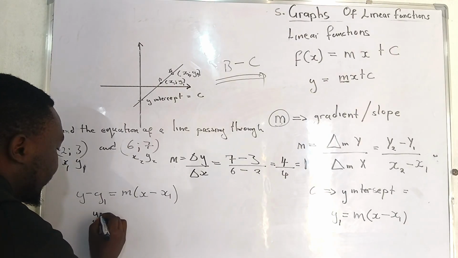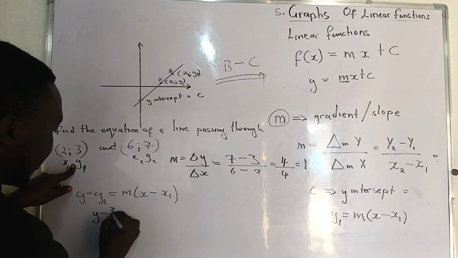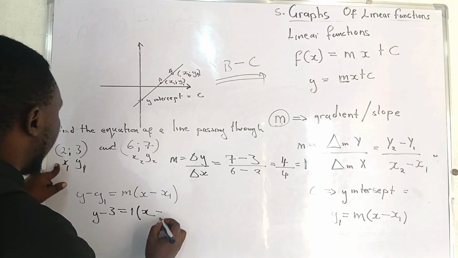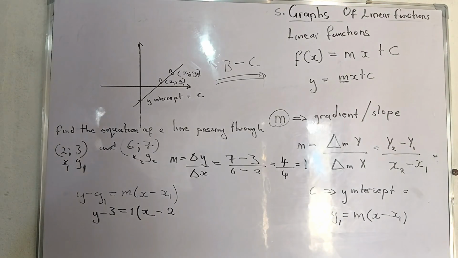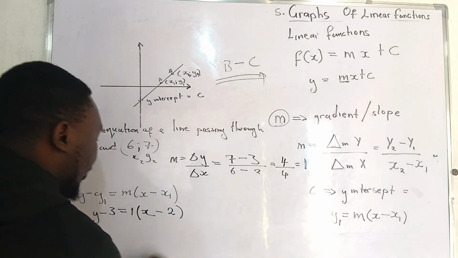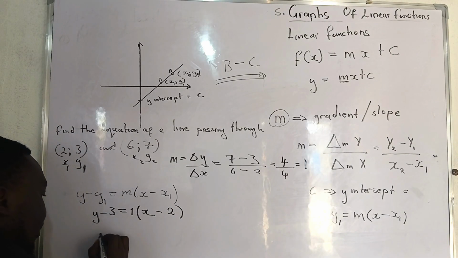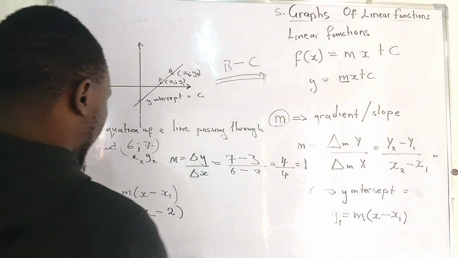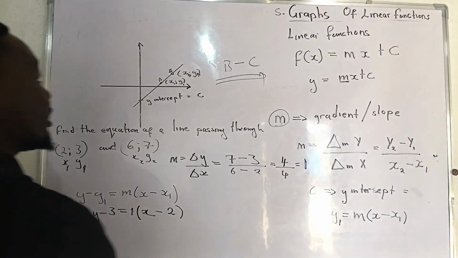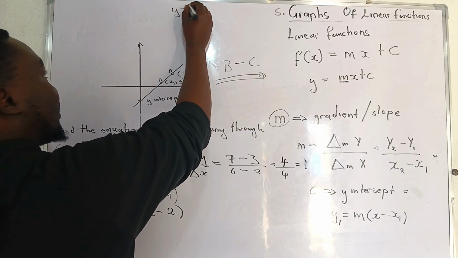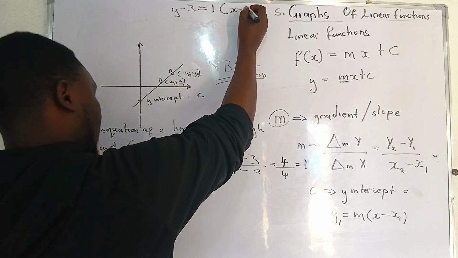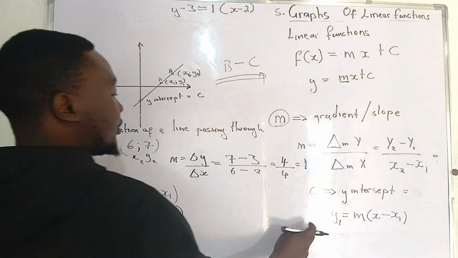So this is y minus y1, which is 3, equals m. m is 1. Then we are going to put our x minus x1, where x1 is 2. So here we want to put it in this form. So I want to write it on top here so that you can see. So we have y minus 3 equals 1 times x minus 2. We have plugged in our points into this equation.